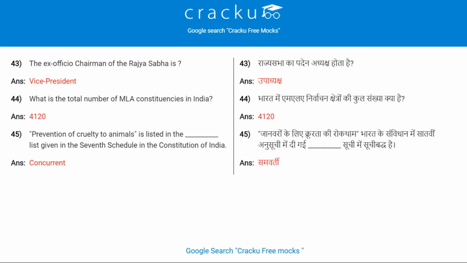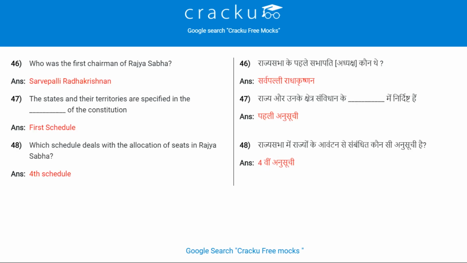4,120. Prevention of cruelty to animals is listed in which list of the 7th schedule in the Constitution of India? Concurrent. Who was the first chairman of Rajya Sabha? Sarvepalli Radhakrishnan. The states and their territories are specified in the dash of the Constitution.